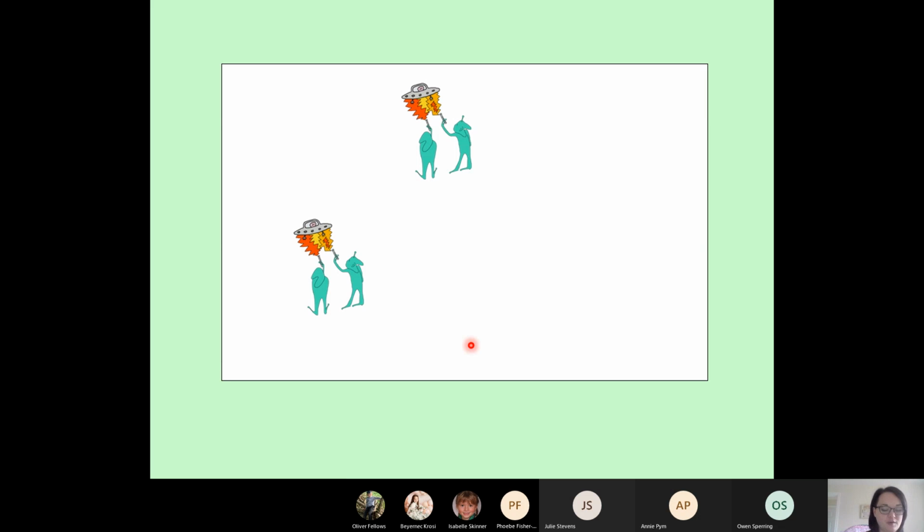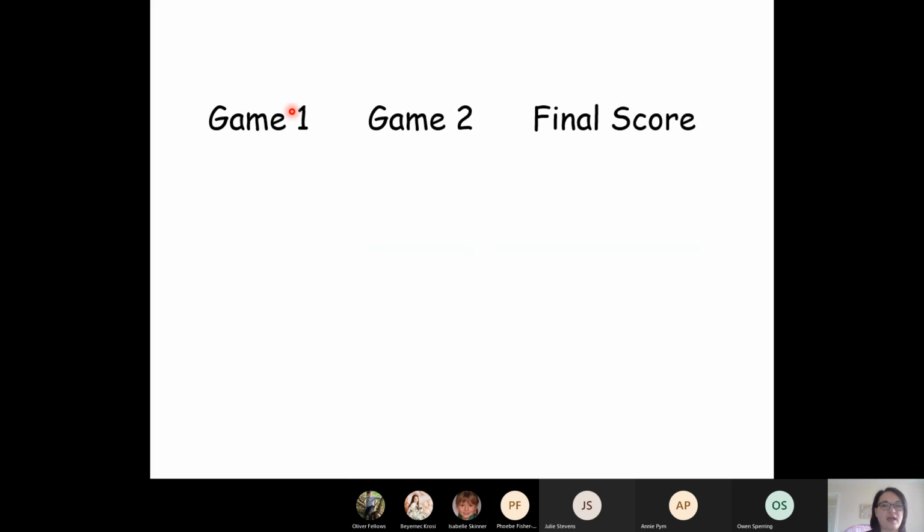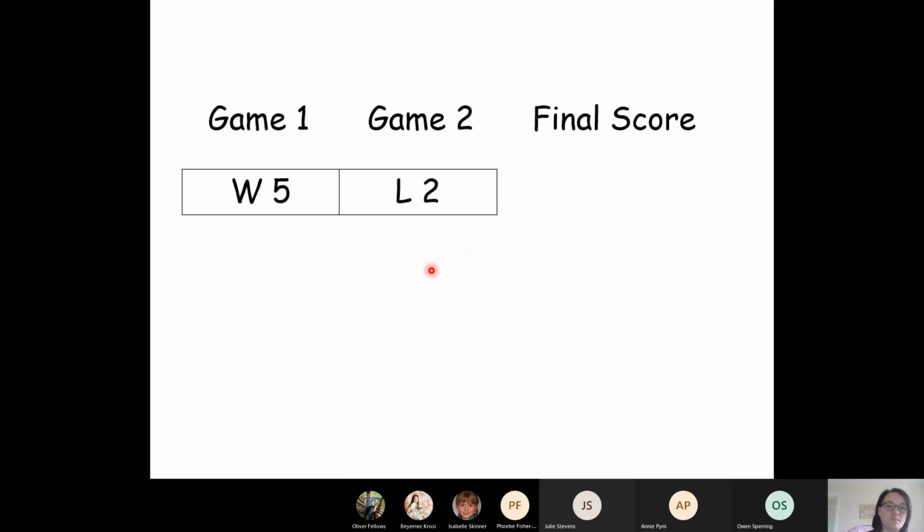3, 2, 1. Okay, they both span round, so that means we've lost on this one and on that one. Have a think about then what we got for game 1. There were 5 gremlins. We managed to knock them all down. So we've won 5. In game 2, there were 2 spaceships. They both span round. So we lost 2.